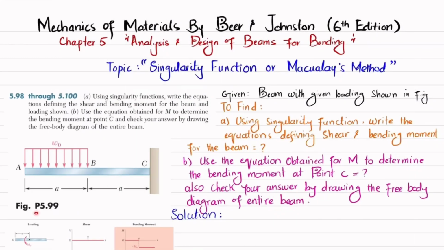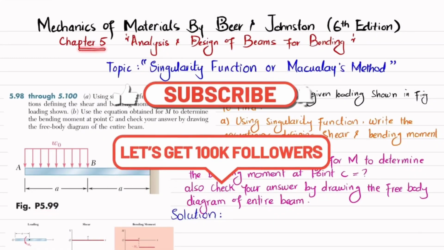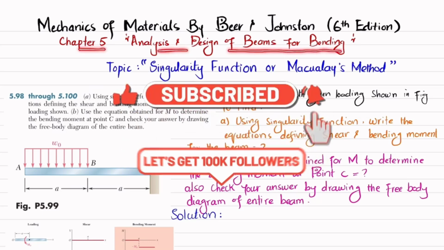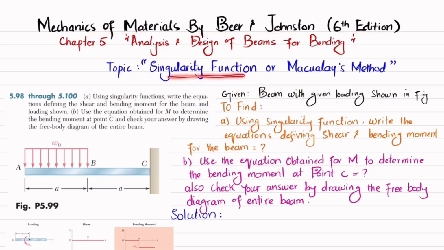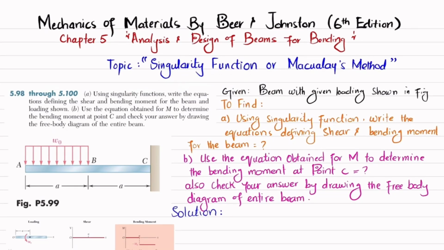Welcome back. Problem 5.99. This problem is taken from chapter number 5, Analysis and Design of Beam for Bending, and the book name is Mechanics of Material by Beer and Johnston, 6th edition. And the topic is singularity function or Macaulay's method. So the statement of the problem is, using singularity function, write the equation defining the shear and bending moment for the beam and loading shown. And in part B, use the equation obtained for moment to determine the bending moment at point C, and check your answer by drawing the free body diagram of entire beam.